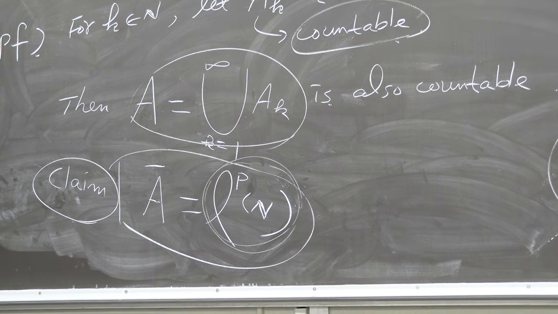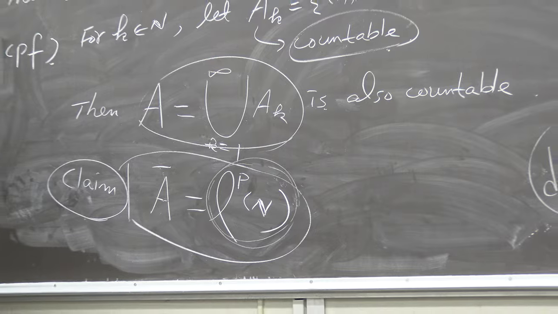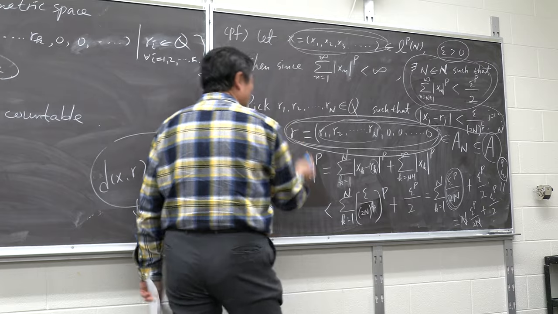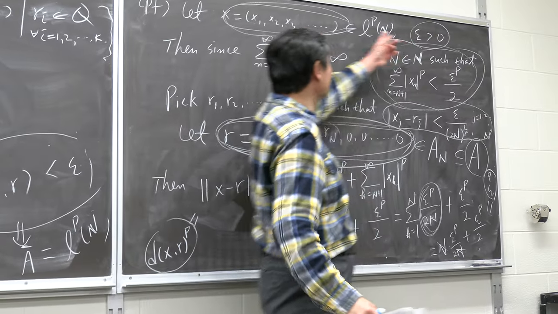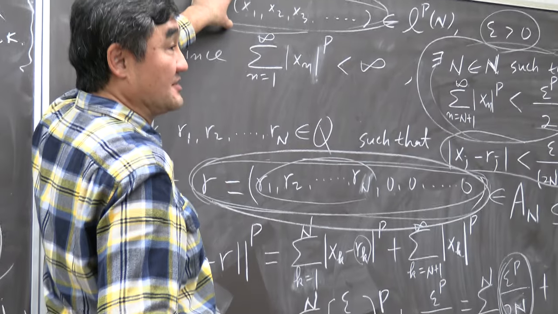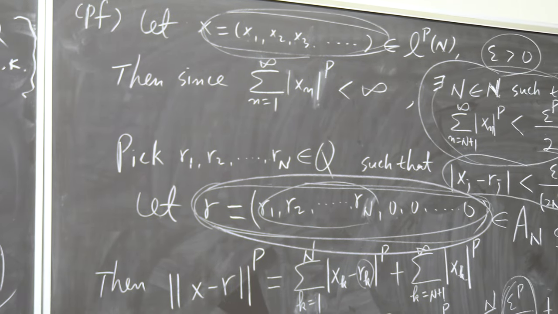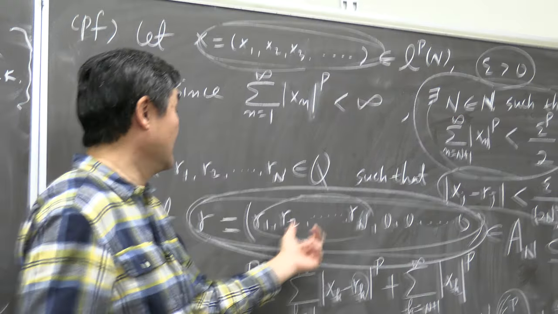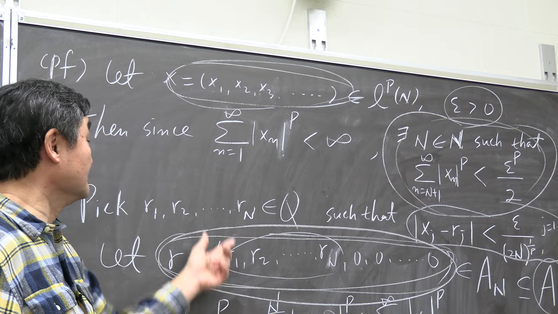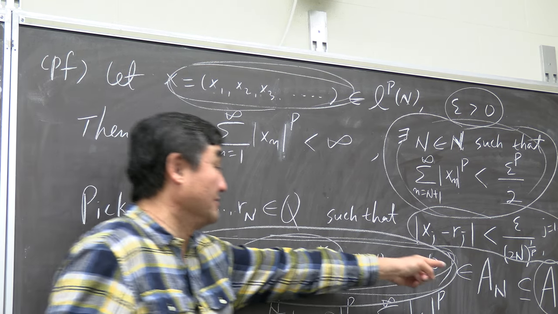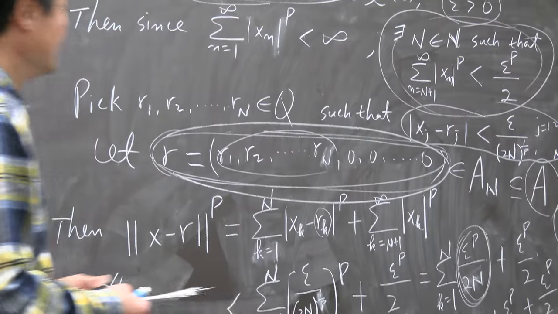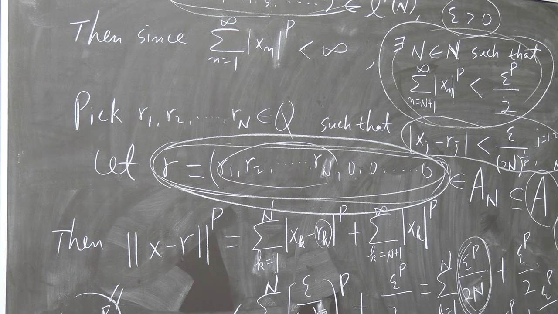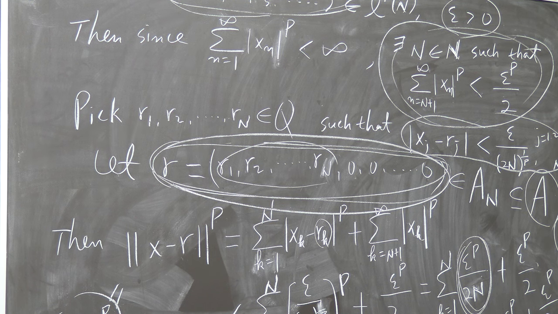Any questions on this? We had to construct a sequence which is in the epsilon neighborhood around this arbitrary element in LP. So depending on how the element X looks, we must have different constructions of the sequence in A, in the countable subset A. Any questions, any comments on this?